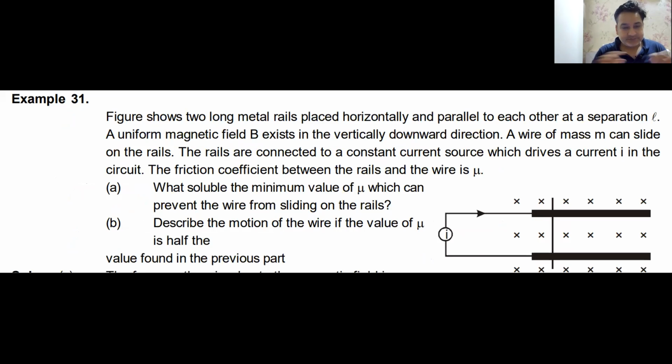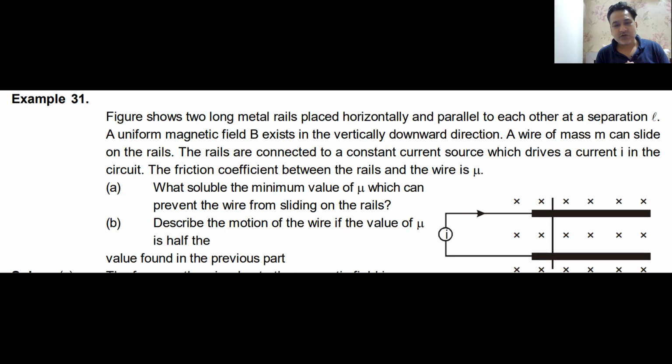Figure shows... what does the figure show? Two long metal rails placed horizontally and parallel to each other at a separation of L. Now, these type of questions are very common in the chapter of EMI, but here this question is in magnetic effects of current. A uniform magnetic field exists in the vertically downward direction, as you can see. A wire of mass M can slide on the rails.